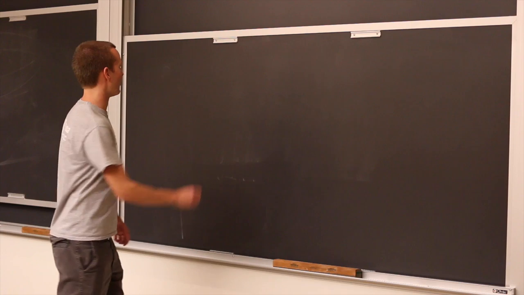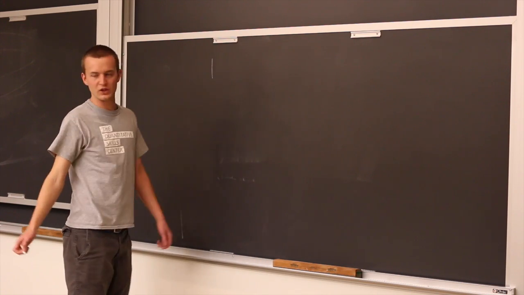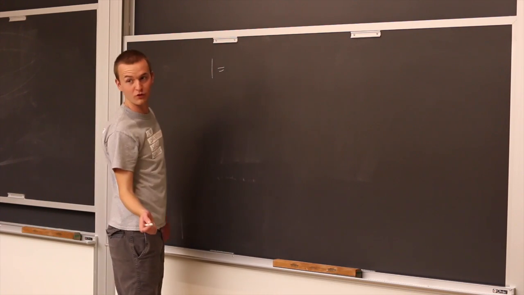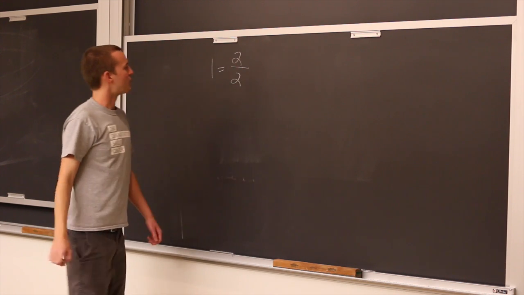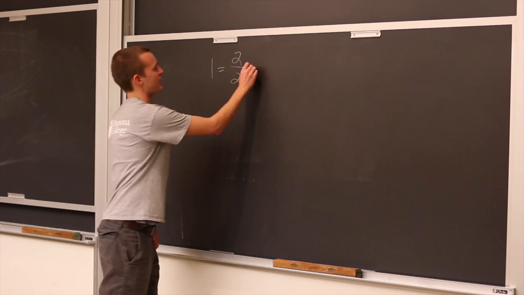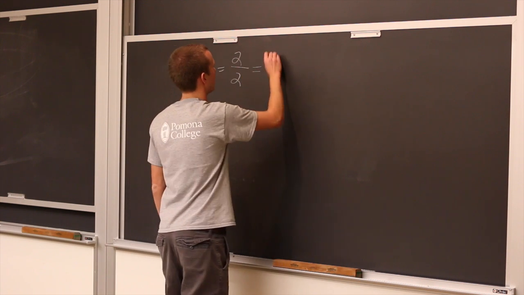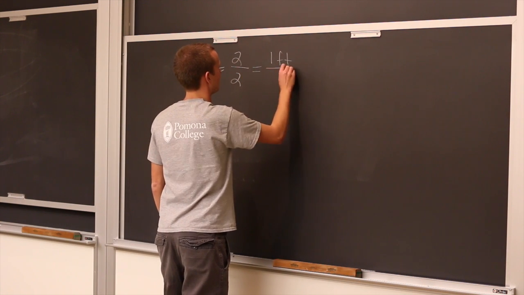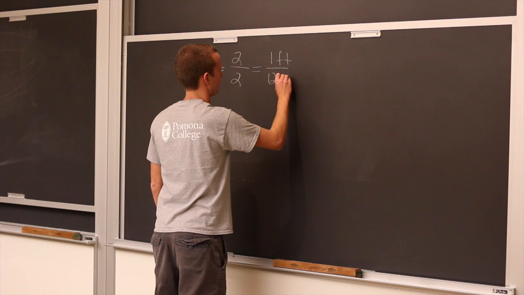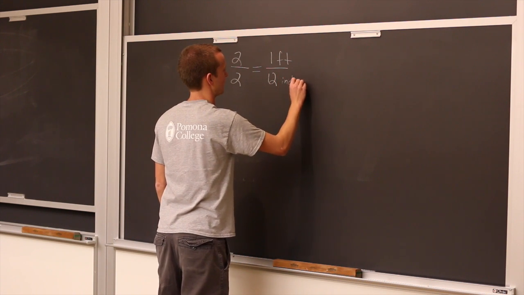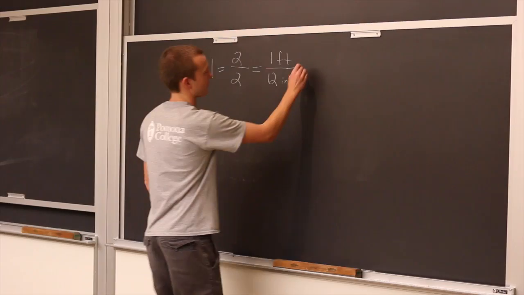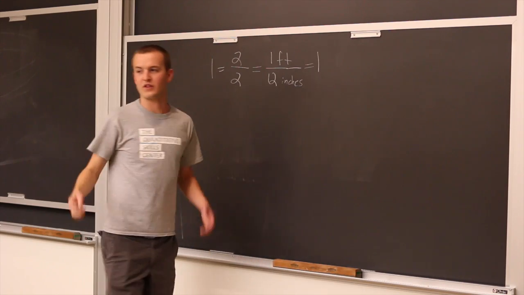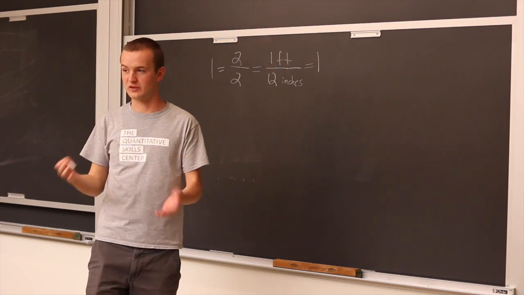So here we have 1, which equals 2 over 2, for example. But it can also equal something like this. That's just because 1 foot is equal to 12 inches, and 12 inches over 12 inches is just 1. This is the basic underlying principle of dimensional analysis.